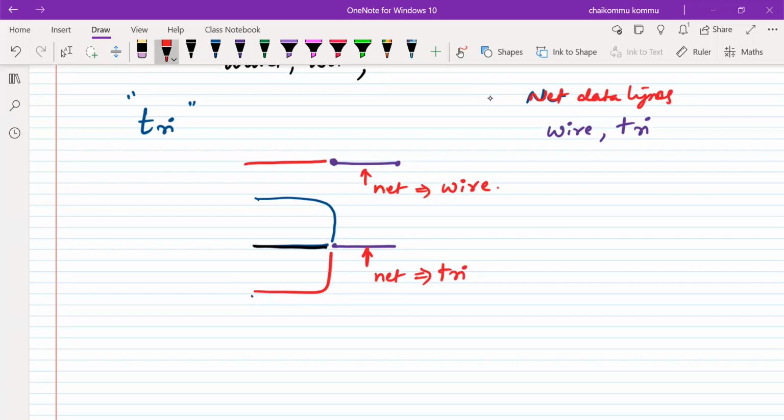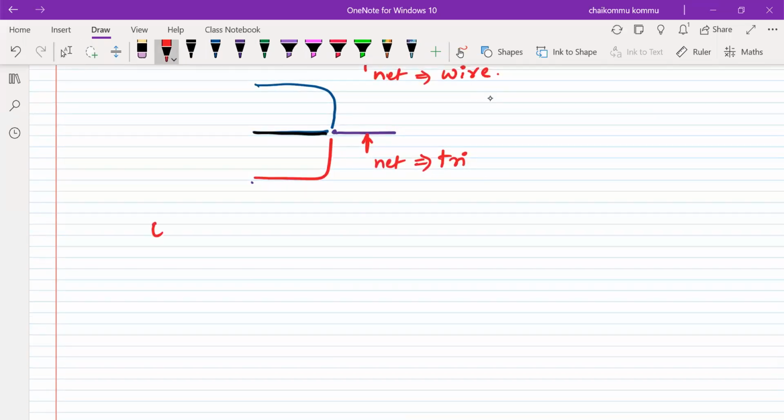Therefore, if a line is said to be a net data type, we should say whether it is tri type or wire type. Both functionalities are the same, but it depends on where you are using it. If a line is driven by a number of lines, then tri is what we have to use. Otherwise, wire. Now let us consider an example to see how tri will be useful when compared to the wire.